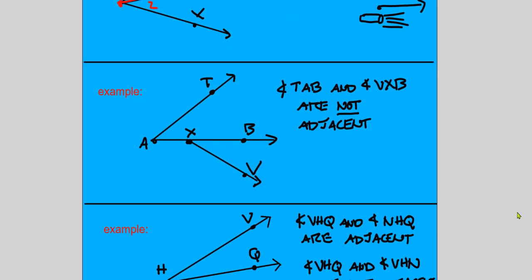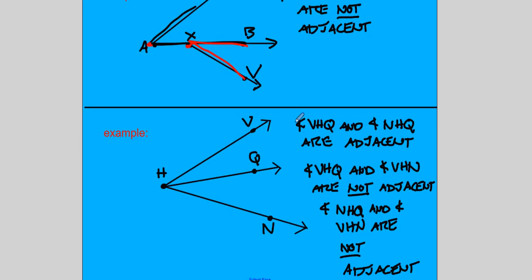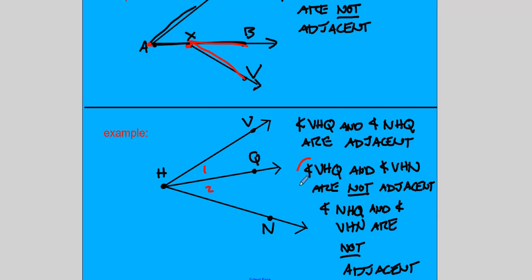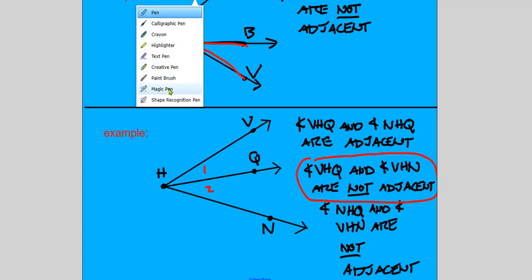So here's an example of two angles that are not adjacent. Angle TAB and angle VXB, because they don't share a common vertex. Okay, and then in this case, angle VHQ and NHQ are adjacent. We call those angles 1 and 2. Okay, VHQ though and VHN are not adjacent. So notice the interior area of these two angles. In this case here, I'm looking right now at this. Okay, so these are not adjacent.